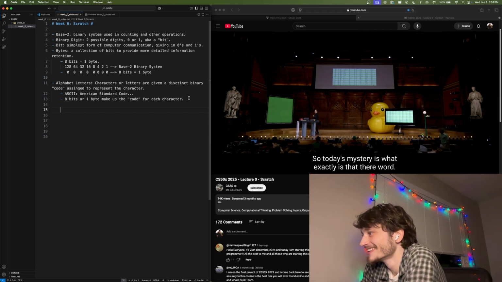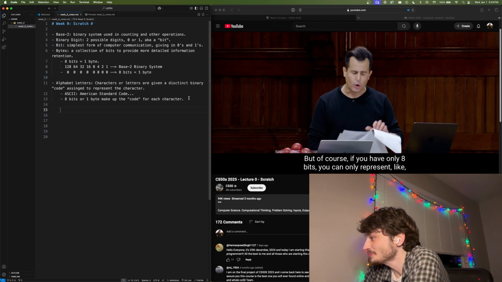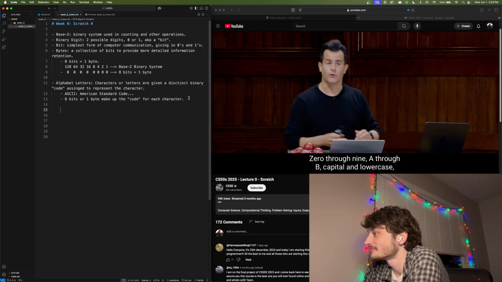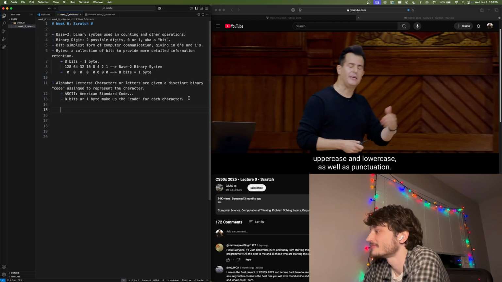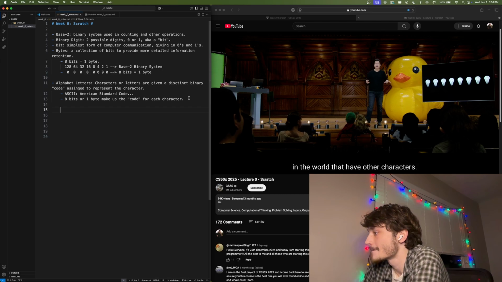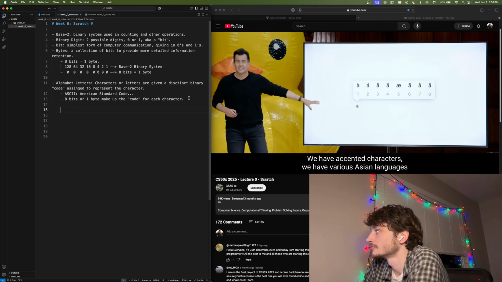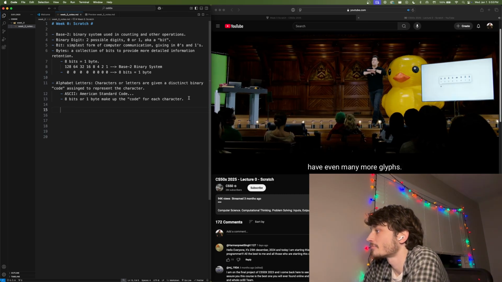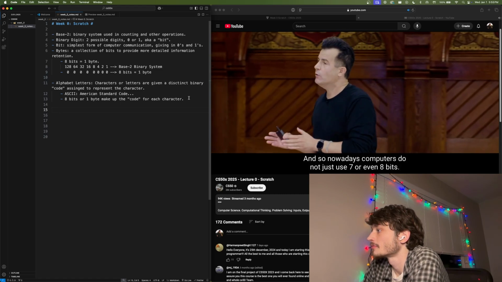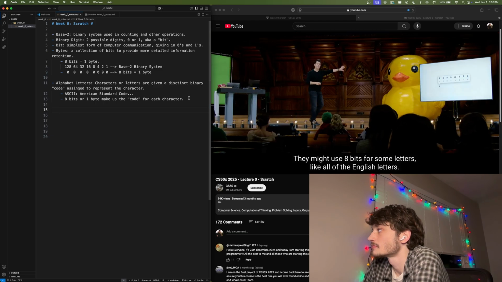So today's mystery is, what exactly is that word? We'll try to solve that at the end. Of course, if you have only 8 bits, you can only represent 256 characters, which sounds like plenty for English, and indeed it is. 0 through 9, A through Z, uppercase and lowercase, as well as punctuation. But there's so many other human languages in the world that have other characters. For instance, we have not just the English alphabet we might see here on a US English keyboard. We have accented characters. Various Asian languages have even many more glyphs. We need more than 256 possible characters. And so nowadays, computers do not just use 7 or even 8 bits. They might use 8 bits for some letters, like all of the English letters.